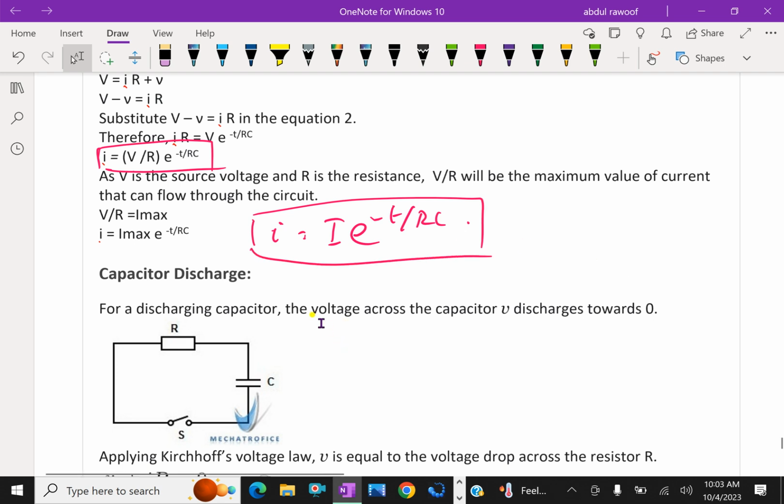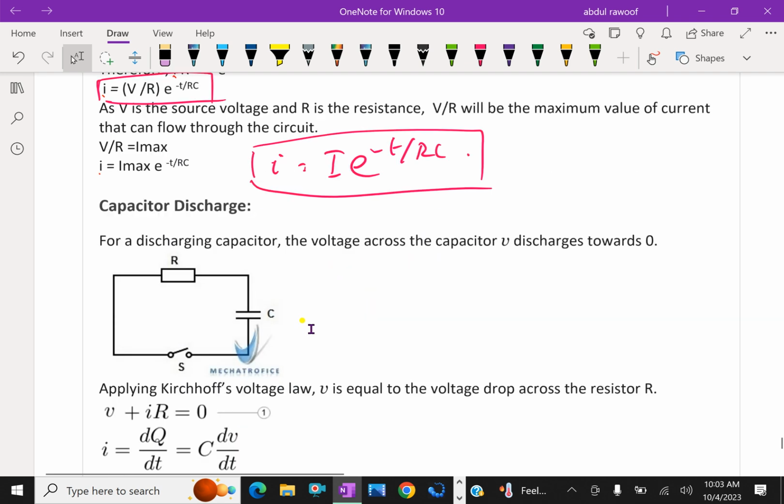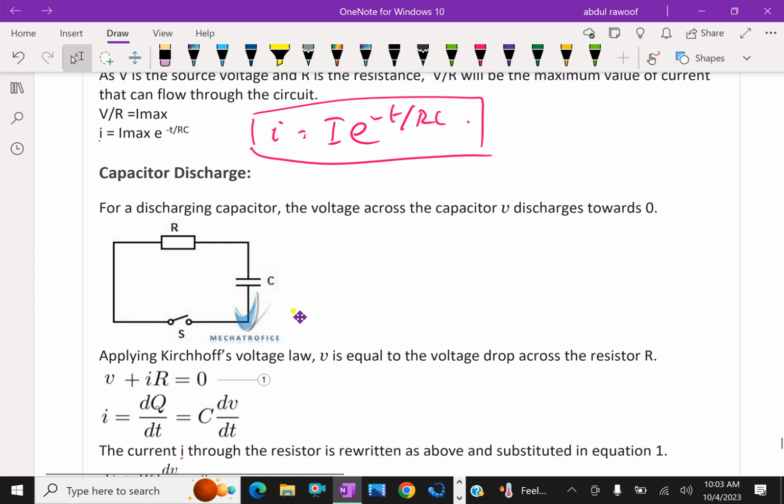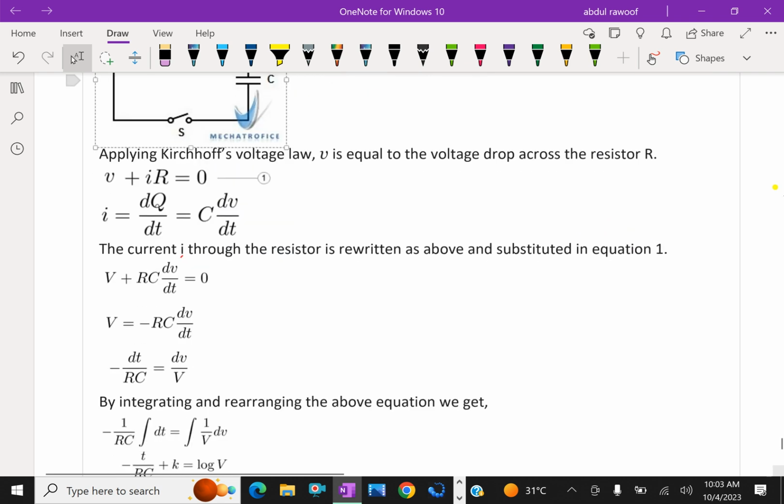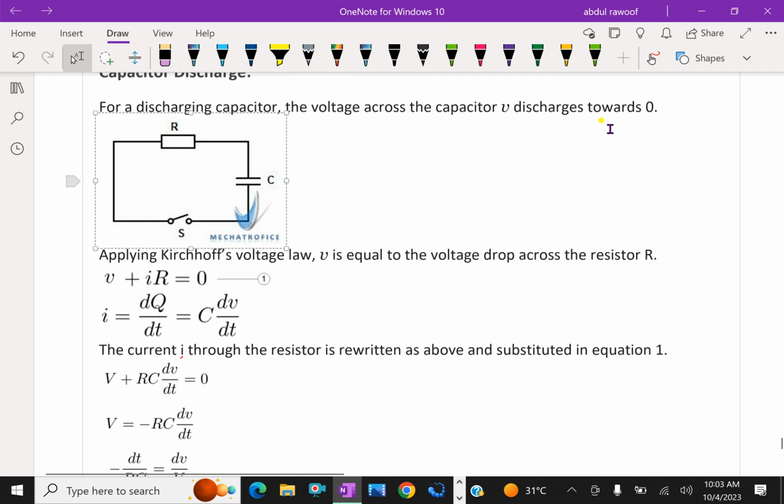Now we will discuss discharging the capacitor. Suppose the switch is closed, that is, remove the battery and connect the terminals of the battery short circuited, then discharge starts. For discharging the capacitor, the voltage across the capacitor decreases to zero. Applying Kirchhoff's voltage law, v is equal to the voltage drop across the resistance R. Therefore, the instantaneous voltage v plus IR equal to 0.